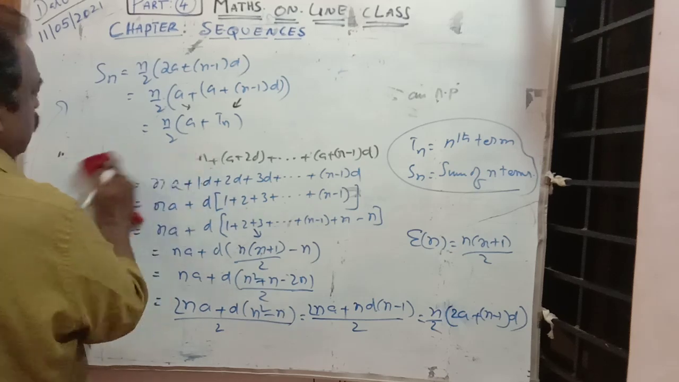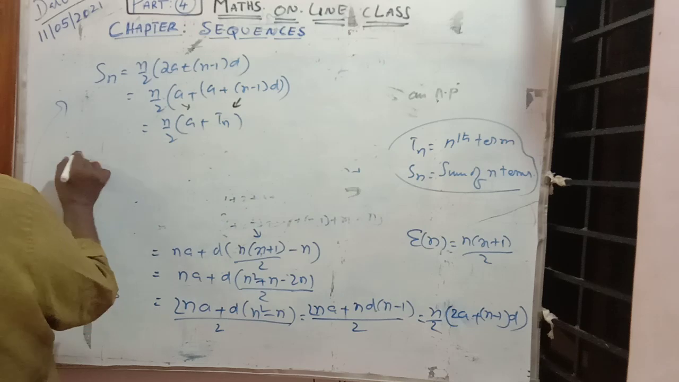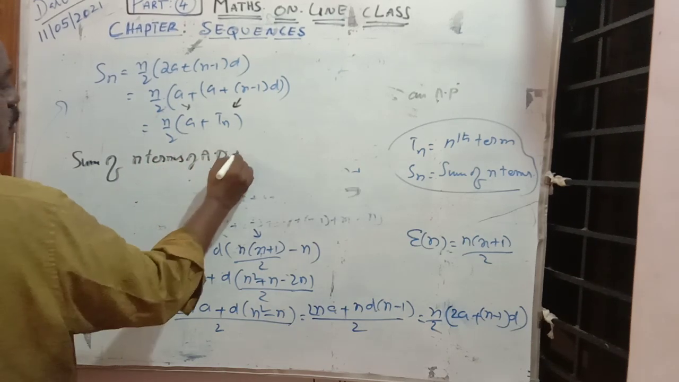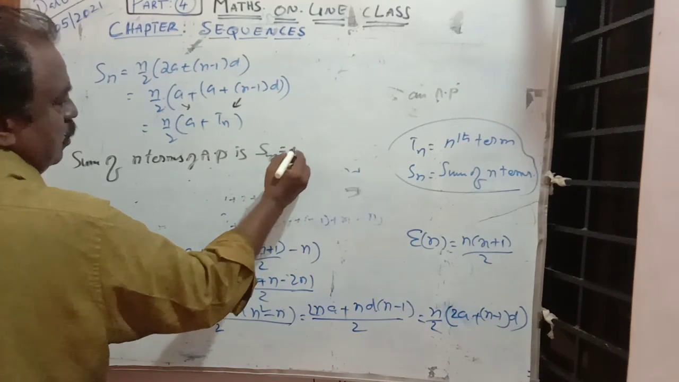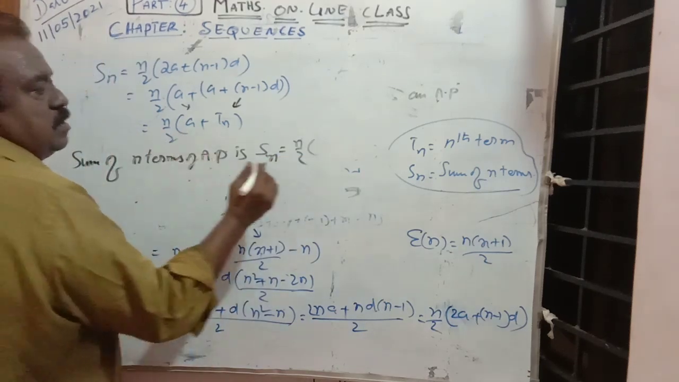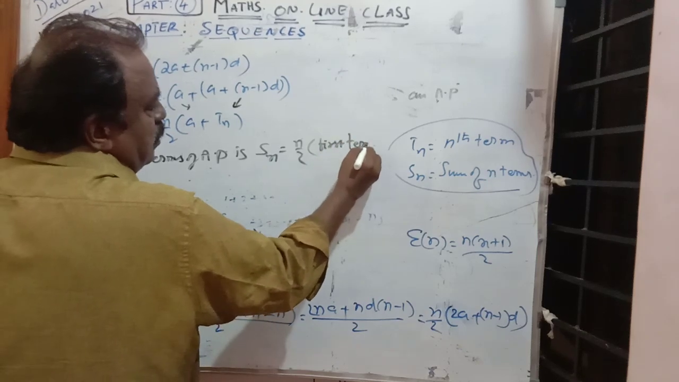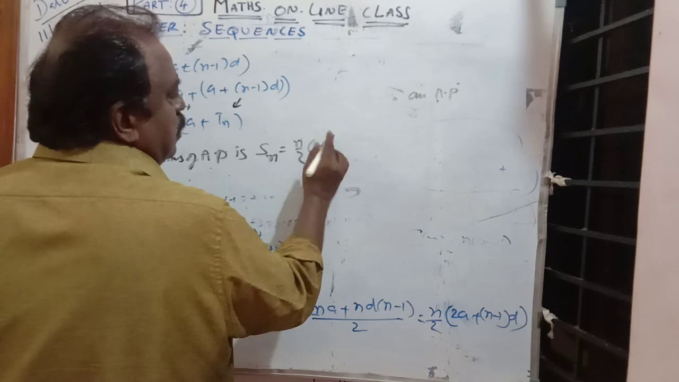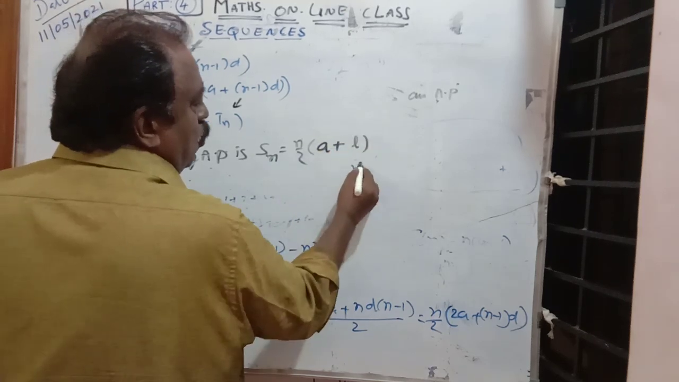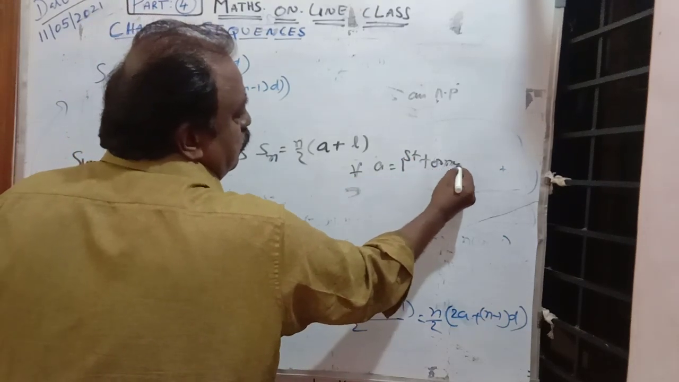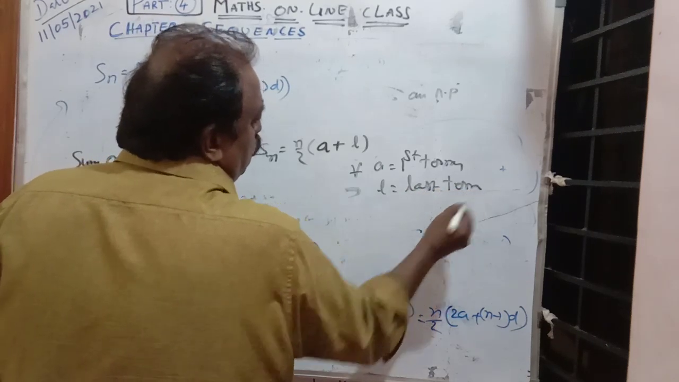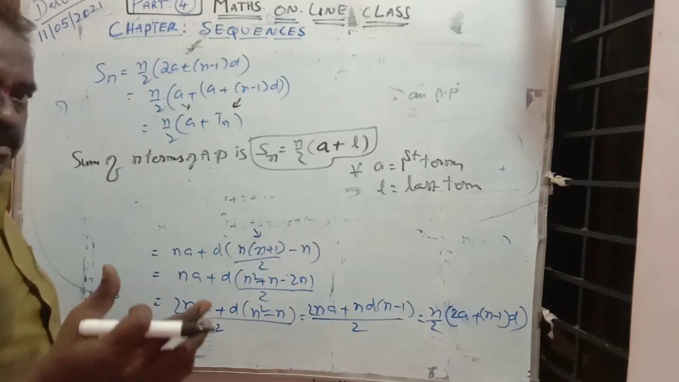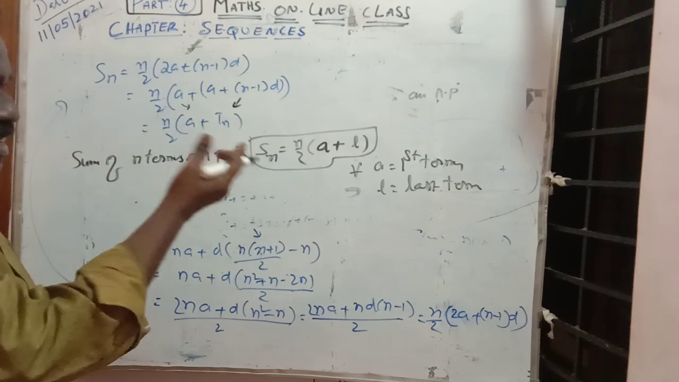So, here you see the sum Sn, that means the sum of n terms of an AP, is Sn equal to n by 2. Okay? a means first term. I will write again with one notation: a plus l, where a is equal to the first term and l is equal to the last term. So the sum of n terms of an AP is nothing but n by 2 times a plus l, first term plus last term.